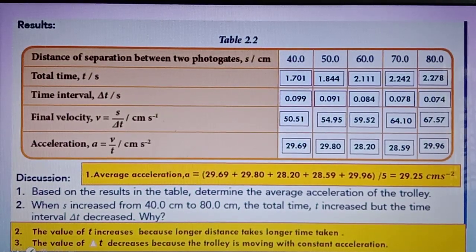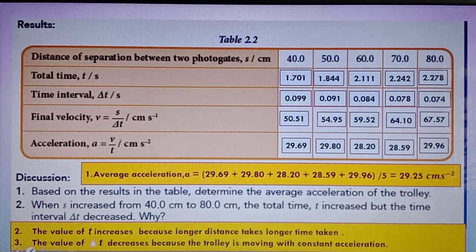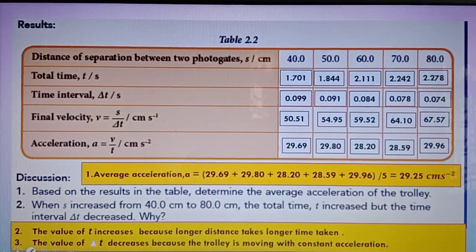So I think for this part, I will stop here. You can check more exercises on this topic involving ticker tapes, ticker timer, and also photogate. If you can carry out this activity in the lab, that will be better so that you can see clearly what exactly happened.